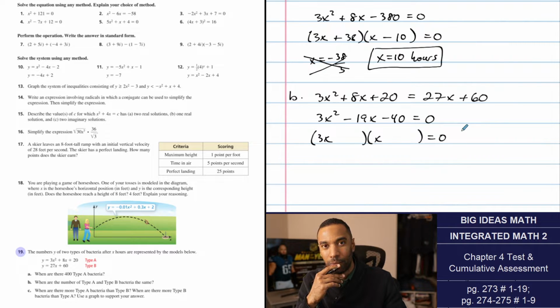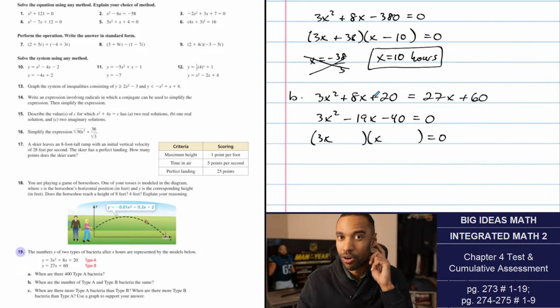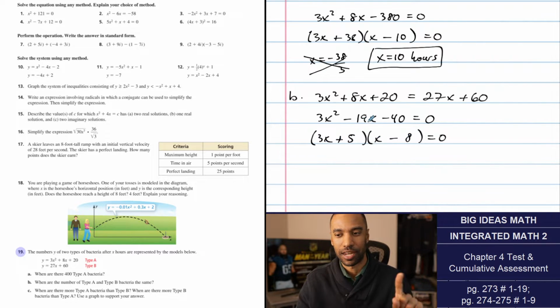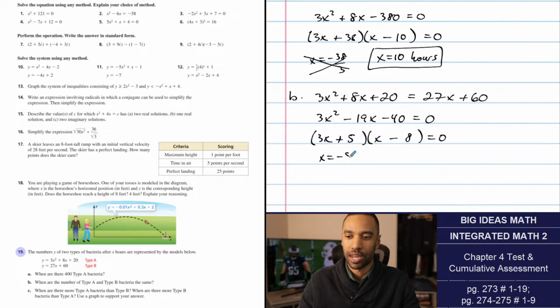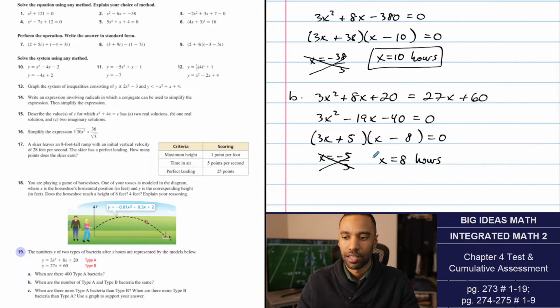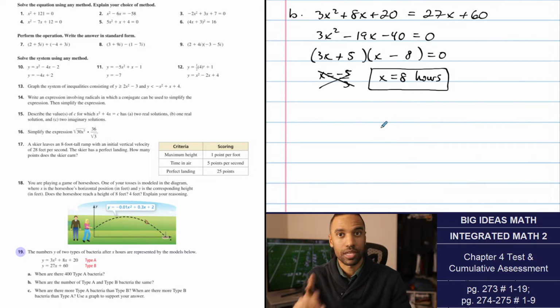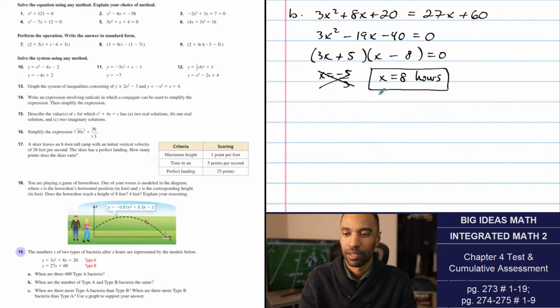5 and 8. Oh, 5 and 8. Okay, hold on. Triple the 8. Make that negative and the 5 here. So, negative 24 plus 5 is negative 19. Yes, all right. x equals negative 5/3 will be ignored, but x equals 8. 8 hours in, the amount of bacteria will be the same for both of these. Kudos to them. Good problem writers.